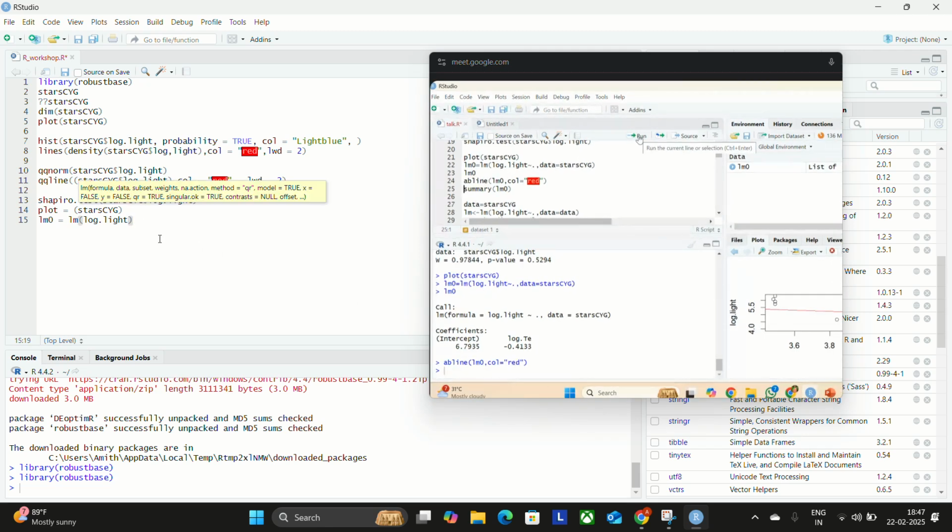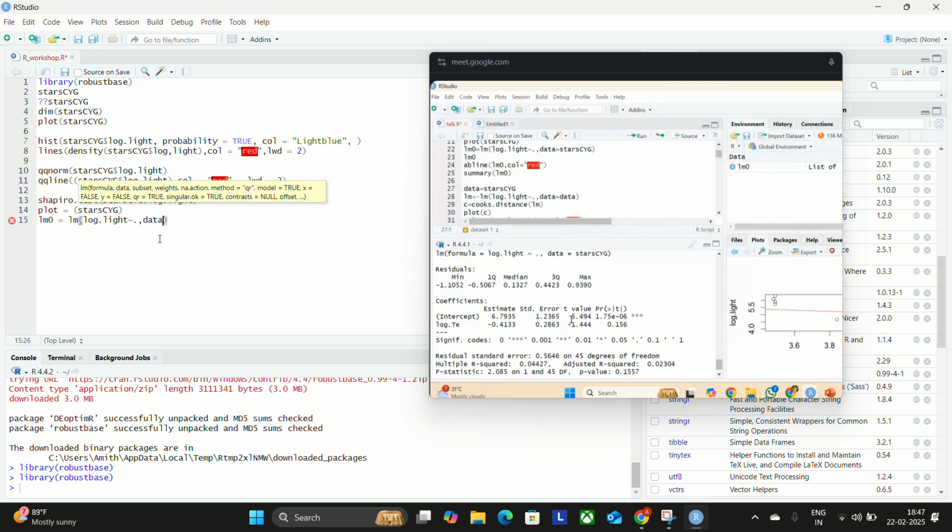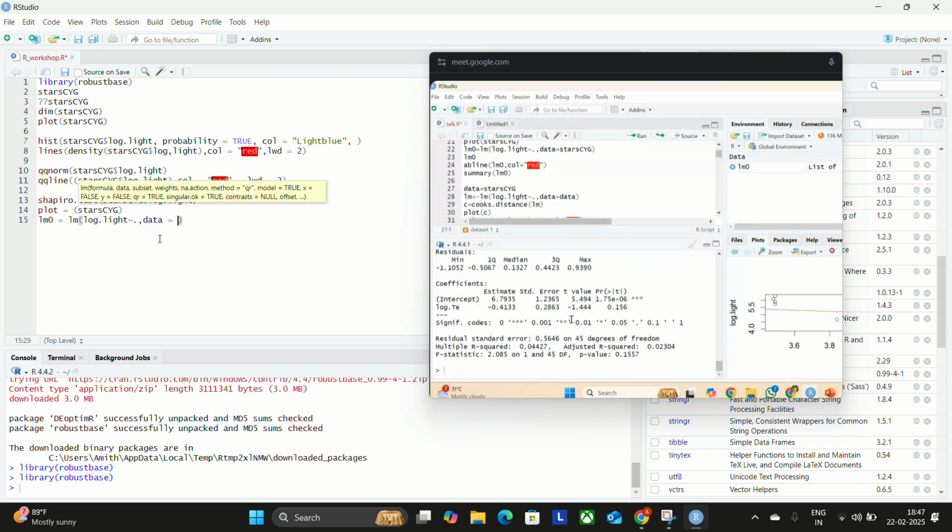Now, I get the summary of the model here. This is something that you will have to be very careful about, and you have to understand a lot about the summary of the model. In the summary, you get the estimate value and here you have the probability value. Now, this probability value tells me how significant my independent variable is in explaining the dependent variable.